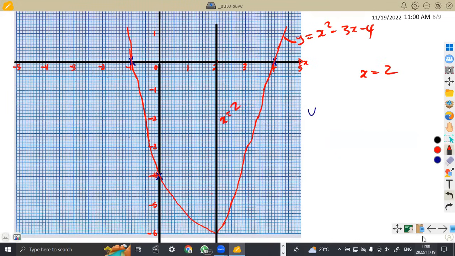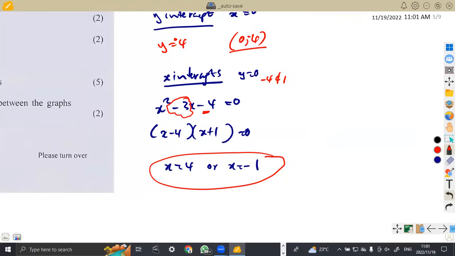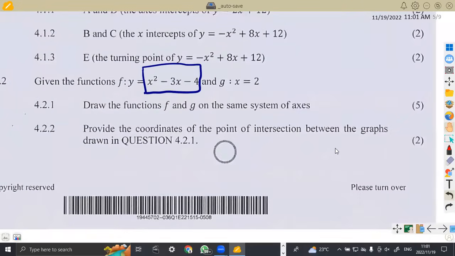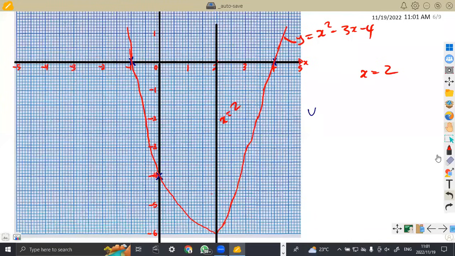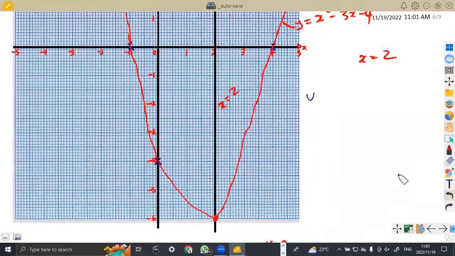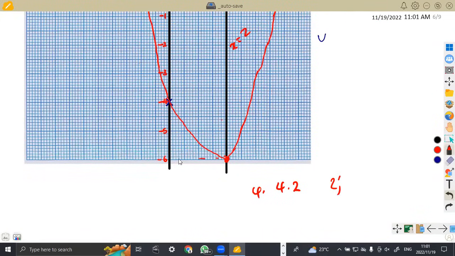From these graphs, the other question was for you to provide the coordinates of the point of intersection between the graphs. Do the two graphs intersect? Yes, they do intersect at a certain point here. For me, they are intersecting at the point (2, minus 6). So the point of intersection is where our x is 2, and y, according to my graph, is minus 6. So take it according to the graph that you have, but for me, it was (2, minus 6).